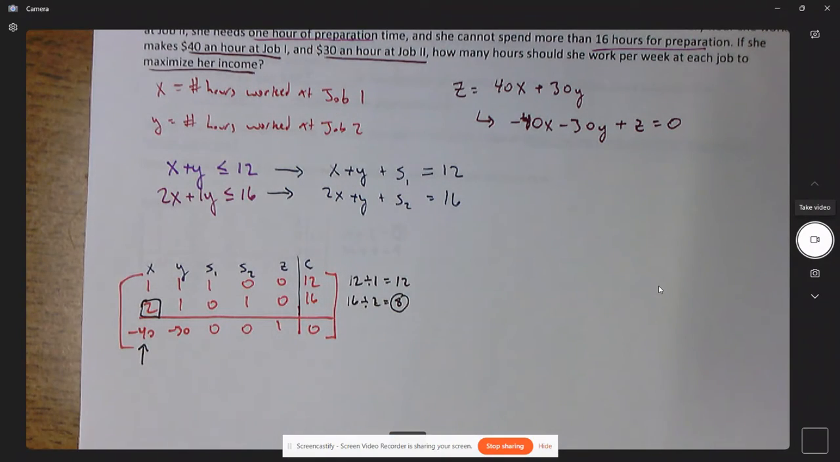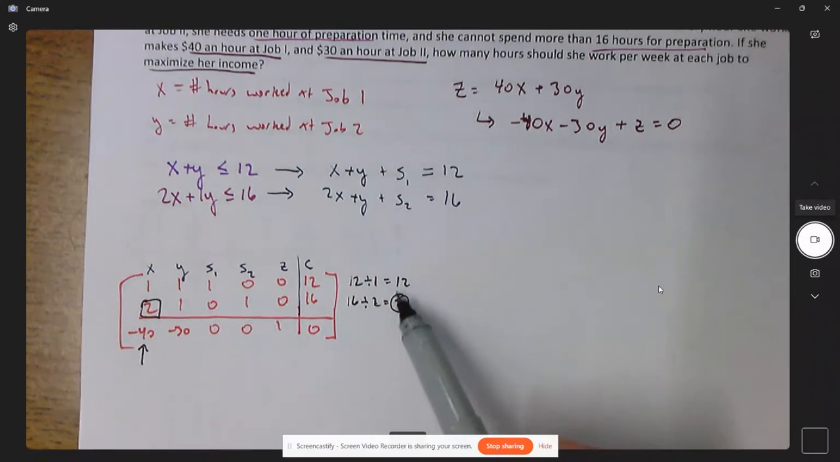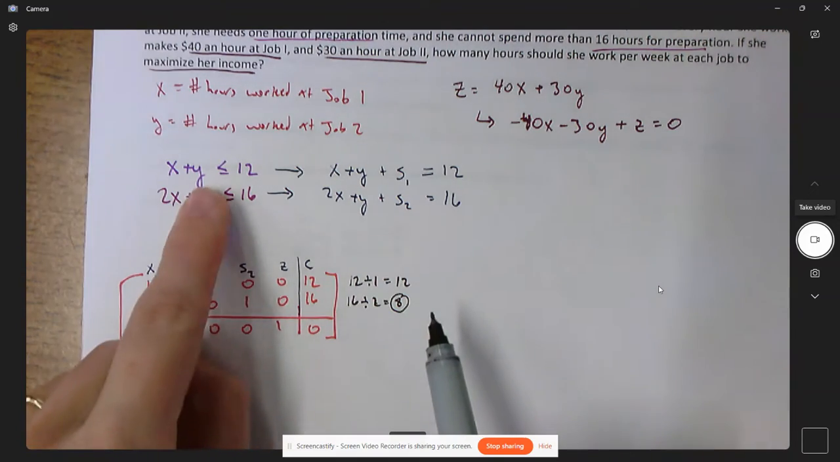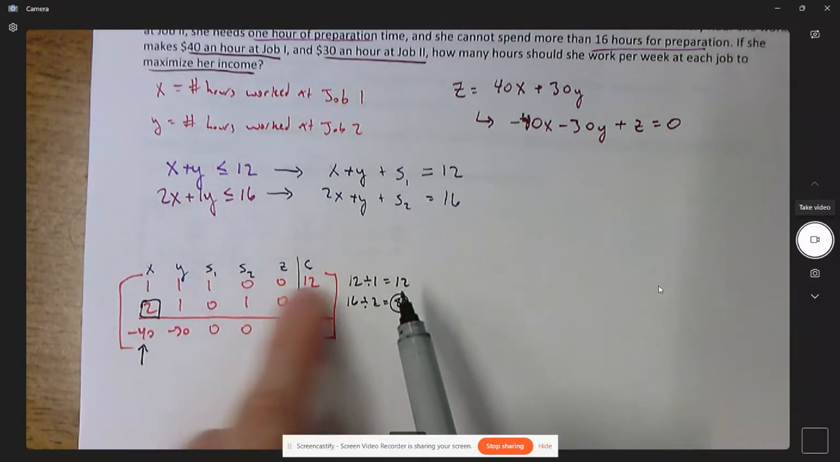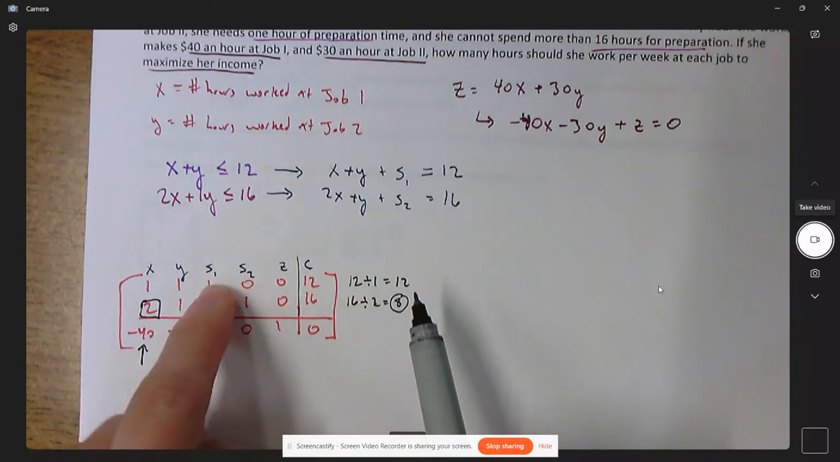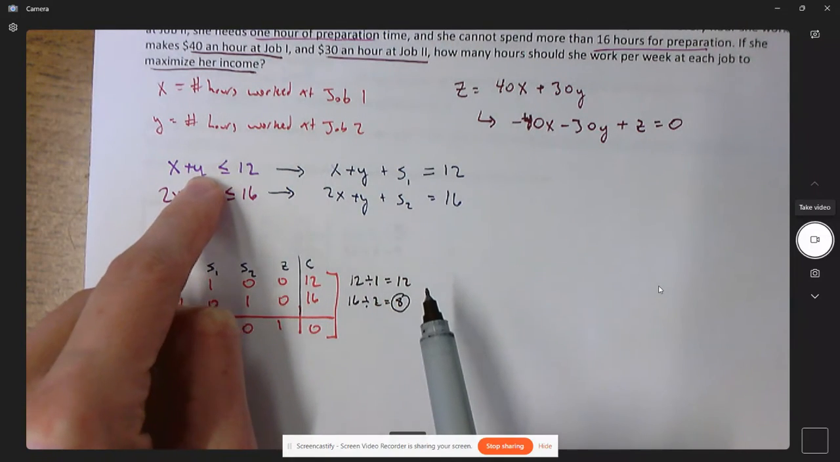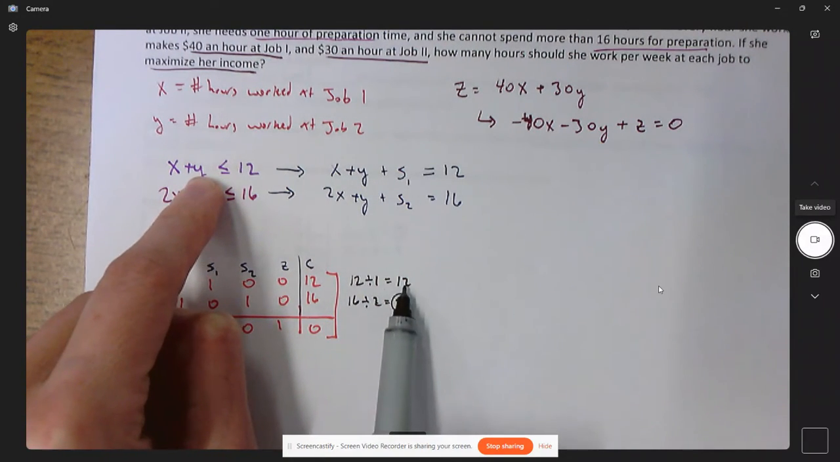Okay, why are we choosing that as our pivot number? What on earth is going on here? Why are we dividing these things, and why do you want it to be the smaller one? Well, what that's doing is it's going back to these equations. Remember this guy right here, this is just a representation of this inequality. So what are we doing when we do 12 divided by 1?